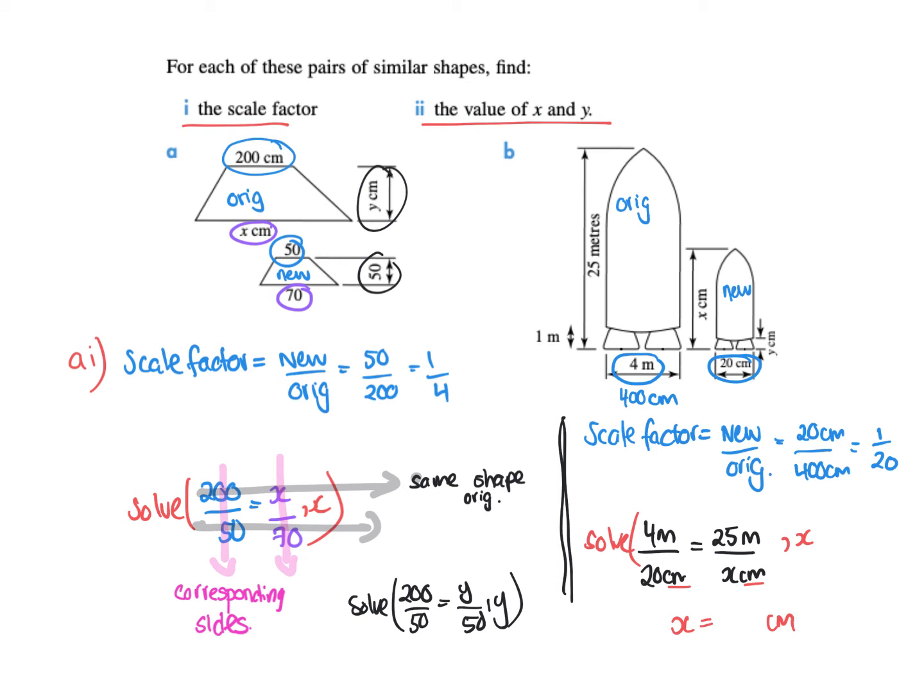All right. And then, just in case you're wondering, you can use the same side to find the Y. So over there it was 1 meter over Y centimeters, and you can do solve again for that.